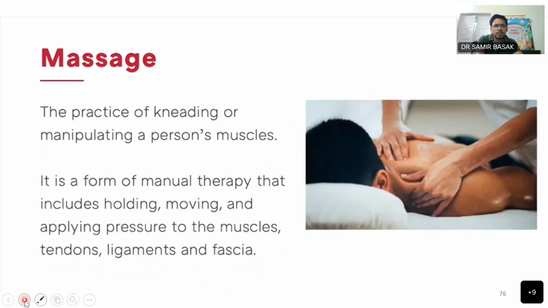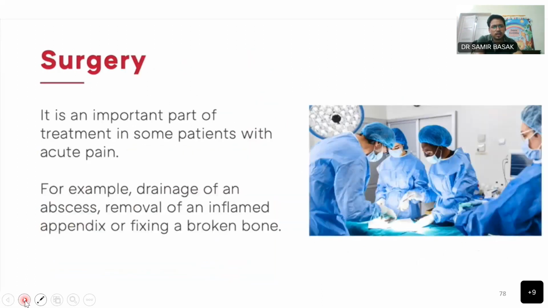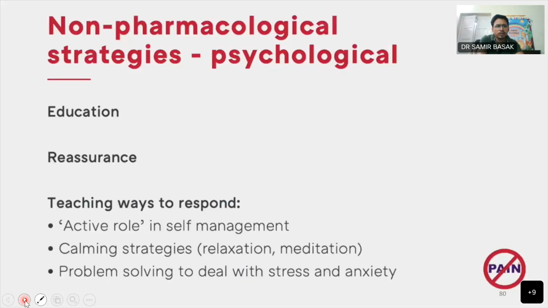And now comes manual therapy, like massaging or moving the affected part: muscle, tendon, ligament. Next come applying an ice pack for acute inflammation or a hot pack for muscle stiffness or pain, and surgery, like for an inflamed appendix or a similar condition, removing the affected part or fixing the part. Next comes physiotherapy: targeted education, guided active patient care or manual therapy. So these are all non-medical, non-pharmacological treatments.